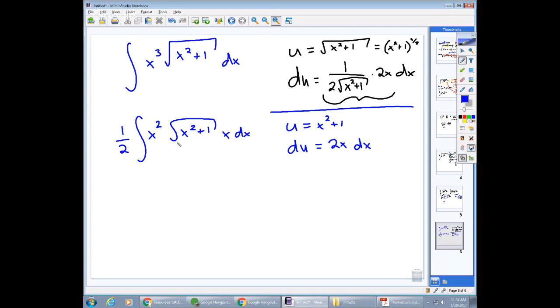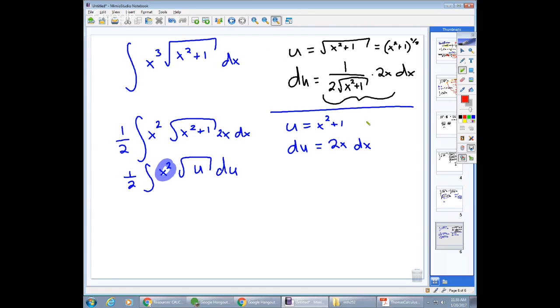If I do that, then I can say, well, I have for sure the square root of u, right? And then x dx, well, I put a 1/2 there. I should put a 2 in here to compensate. So the 2x dx is my du. At the moment, though, I still have a slight problem because I still have that x squared hanging out here waiting for something to do. So I need to replace that x squared with something to do with u.